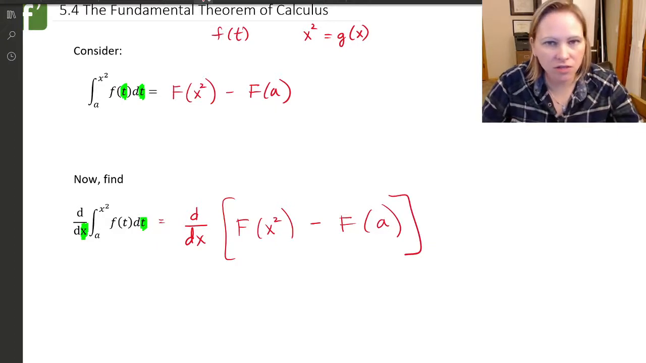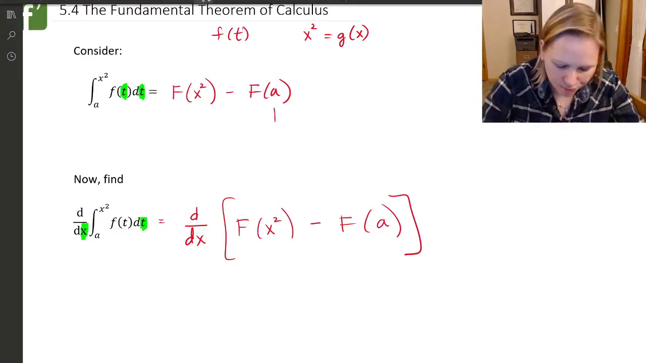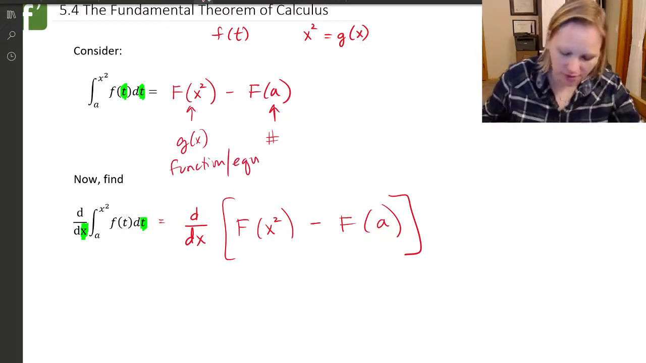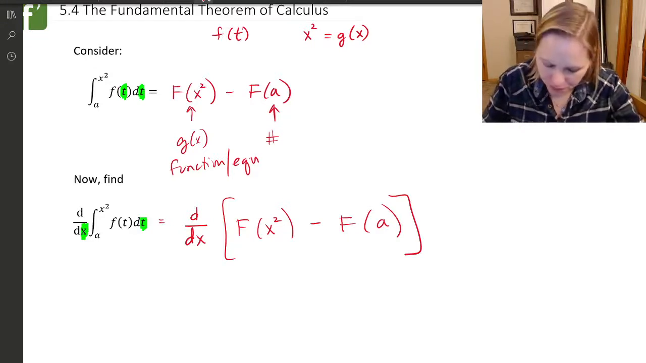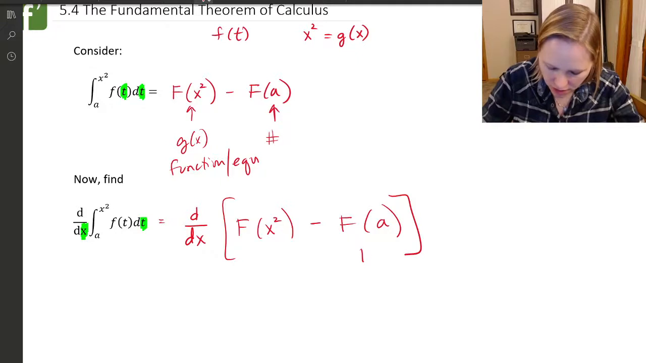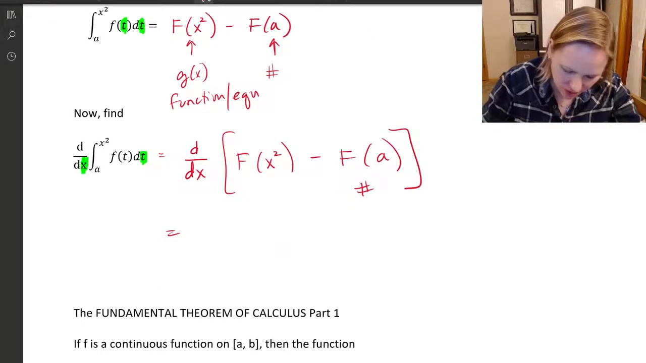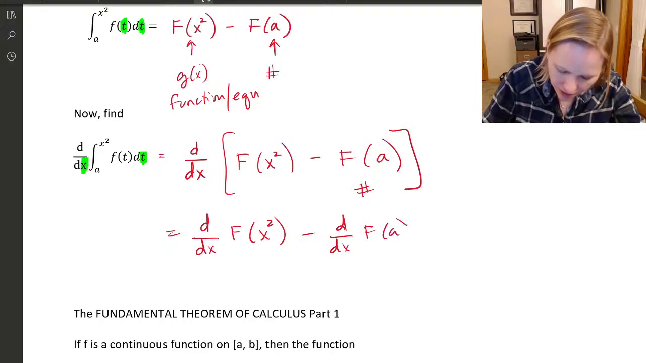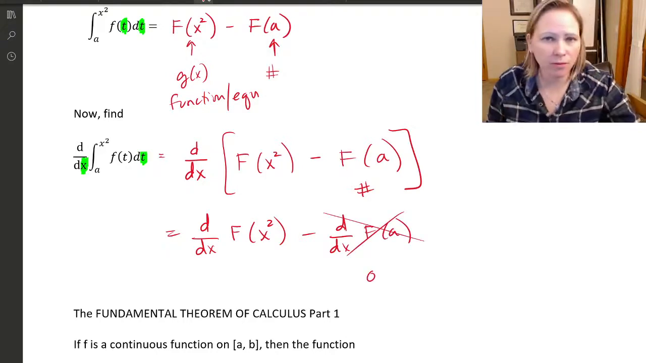Now let's be clear. Let's understand what's happening here. Capital F of a turns into a number. This turns into some function of x, some equation with an x in it, right? And I don't like to use f because it's confusing. So when we do this derivative, capital F of a is a number. So we're going to do the derivative d dx of F of x squared minus d dx of F of a. Well, this is going to go away because the derivative of a constant is going to be 0.